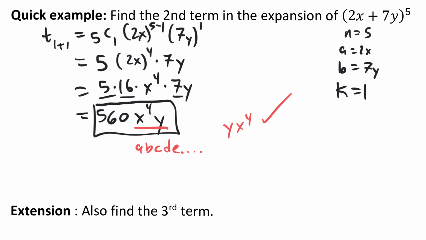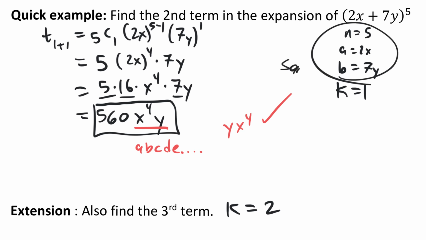All right, let's find the third term in this expansion. Now to find the third term, everything is the same, except k will now be equal to 2. But the rest of this remains the same because we still have the same binomial we're expanding. So pause the video and give that a try.